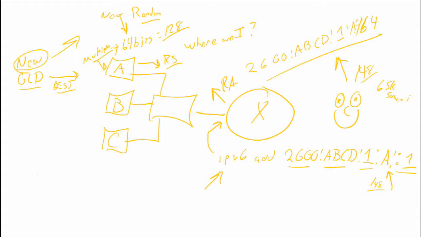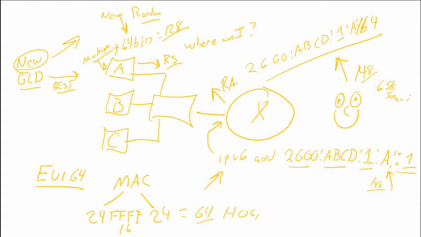The other way to do this was EUI-64. This is the one that looked really clever, but turned out, unfortunately, to be a little bit evil. They take your MAC address, which is 48 bits, they put 24 bits here, 24 bits here, and fill the middle with 16 more bits, FFFE. That gives us a 64-bit host identifier.